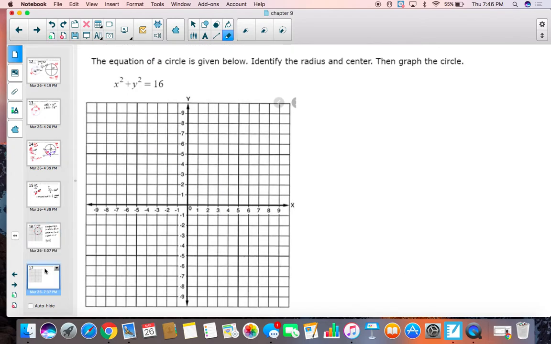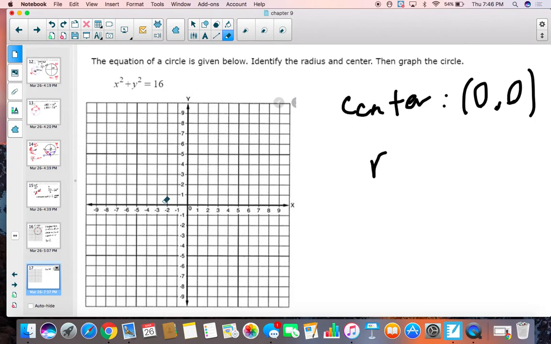Okay, let's practice one more. So now we have x squared plus y squared equals 16. But notice there's no plus or minus h and k. That just means our center is at (0, 0). To figure out our r, remember, take the square root of 16, which is equal to 4. So our radius for this specific circle is going to be 4.